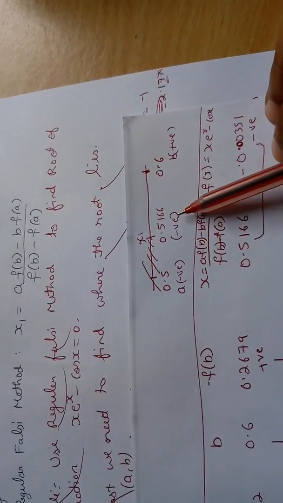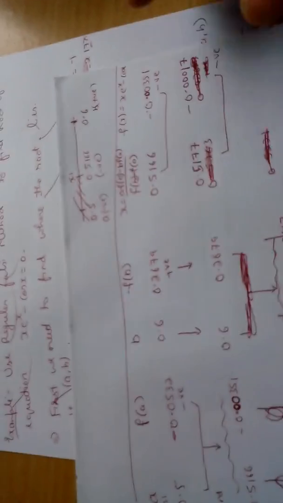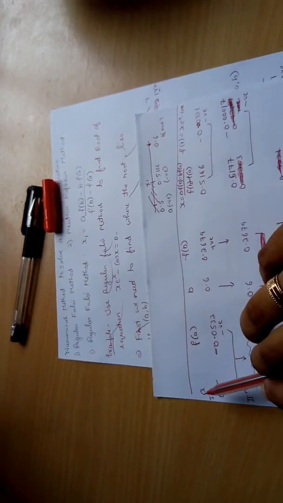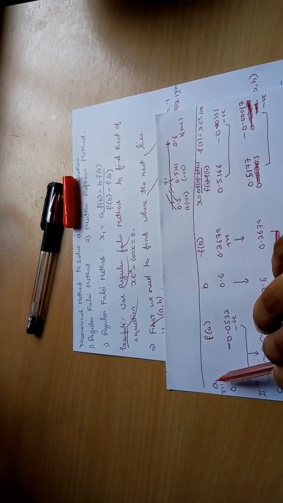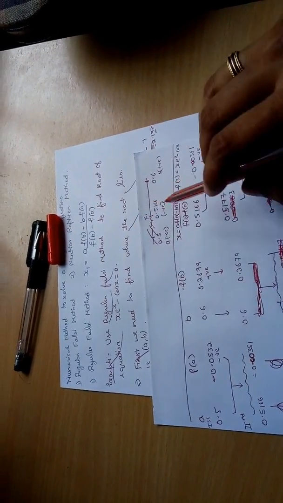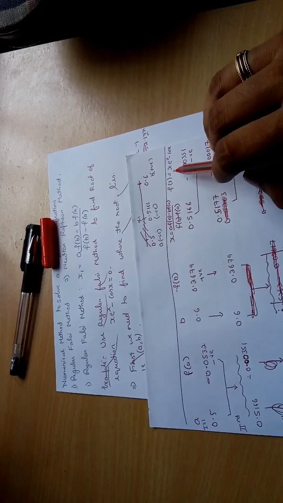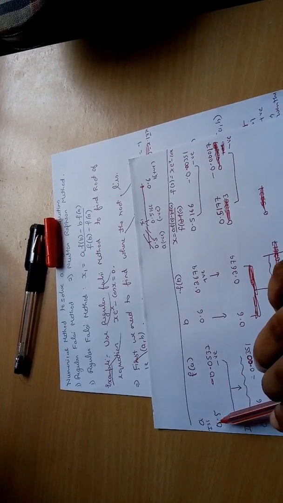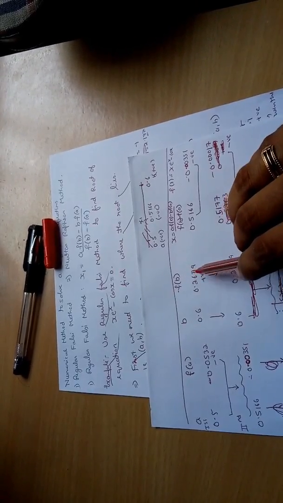Okay, now the easiest way to do this is by doing it in terms of a table. So write the table in this format. First write A, its function value f of A, then write B, its function value f of B, then the root x is equal to, write the formula, A into f of B minus B into f of A by f of B minus f of A, then write f of x, that is the given equation. Okay, so in the first iteration A was 0.5, write its function value, B was 0.6, write its function value, then we calculated x, we came to know that it was 0.5166, write it, and its function value is minus 0.00351, which was negative.